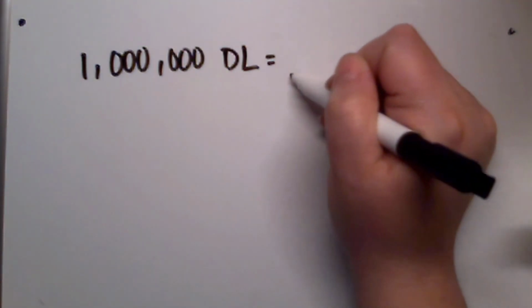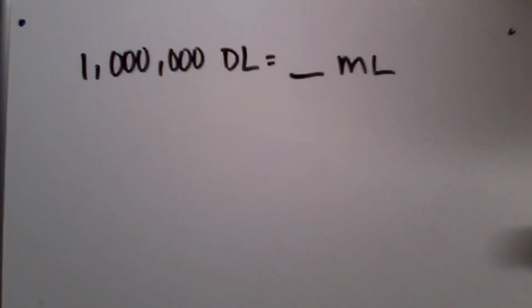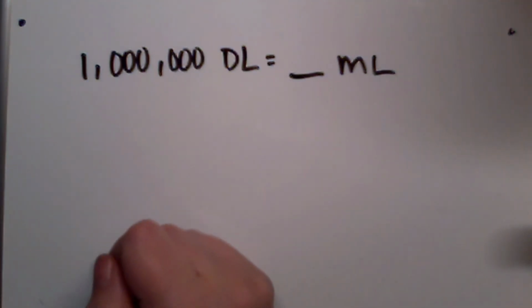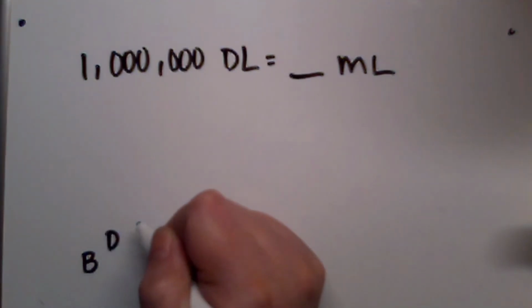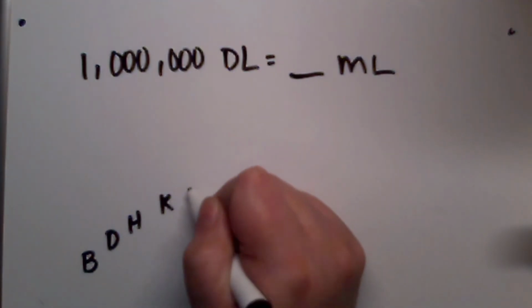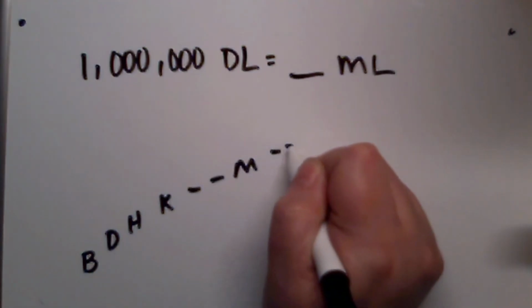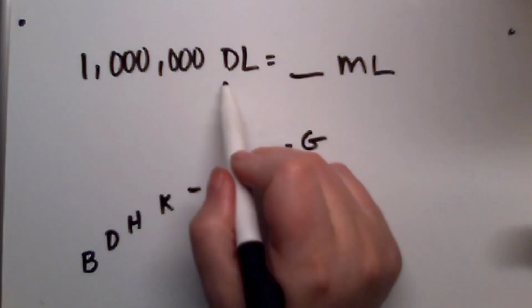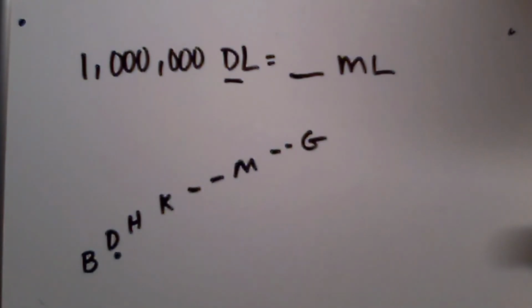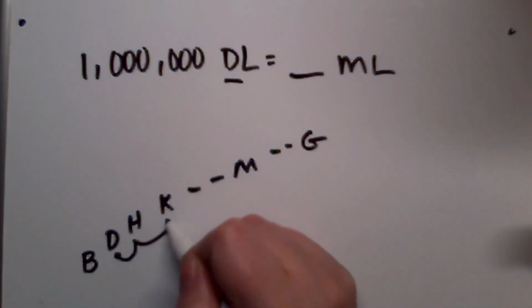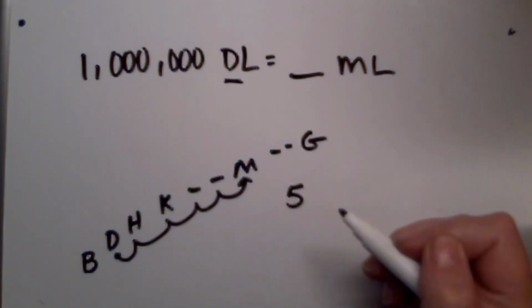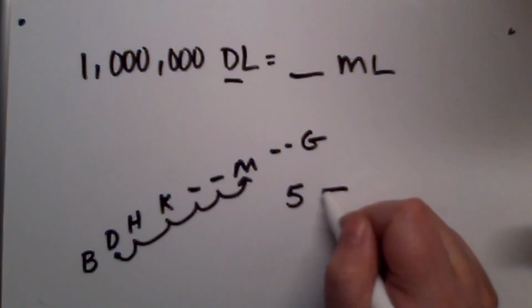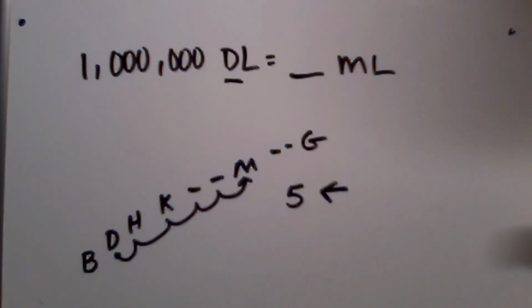And we want to know how many megaliters that equals. So again, let's write our upper half of our staircase. We have base, deca, hecto, kilo, 2 stairs, mega, 2 stairs, giga. This time we're starting at deca, so we're starting here. And we're going to count up the stairs, 1, 2, 3, 4, 5 to get to mega. So now we need to move the decimal 5 spaces to the left because we went up the stairs.